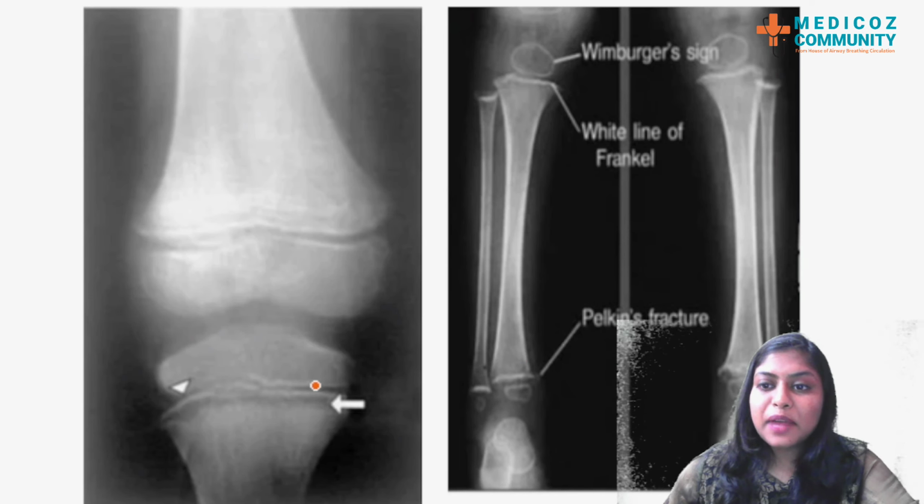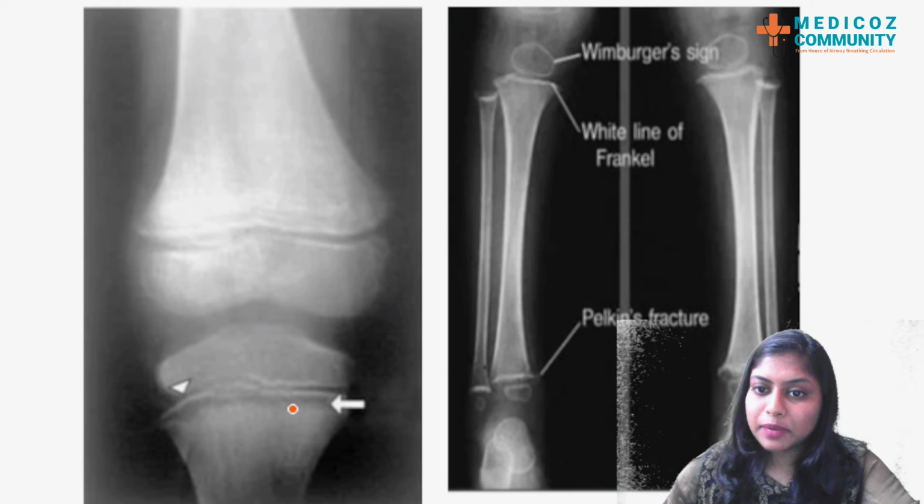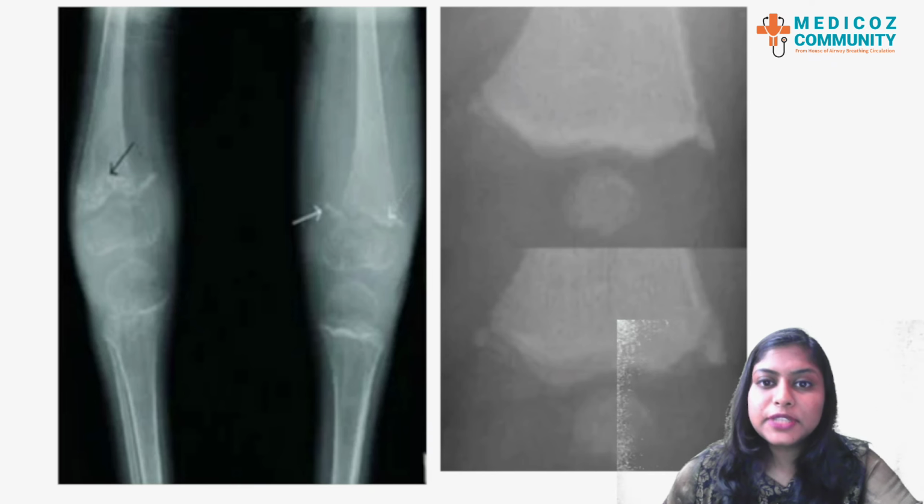So these are the examples for you to remember better. This is the white line of Frankel, and this is the Trummerfeld zone, the metaphyseal lucent band. These are other examples for metaphyseal spurs here. This is the metaphyseal spur.